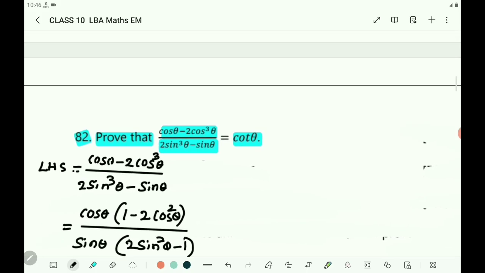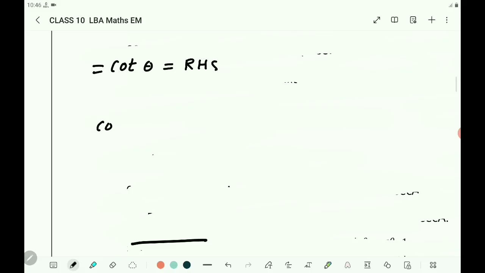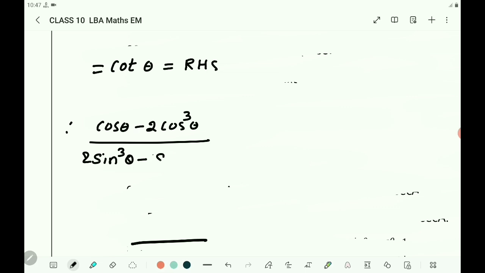Therefore, you can write cos theta minus 2 cos cube by 2 sin cube minus sin theta is equals to cot theta. Therefore, cos theta minus 2 cos cube theta by 2 sin cube theta minus sin theta is equals to cot theta.